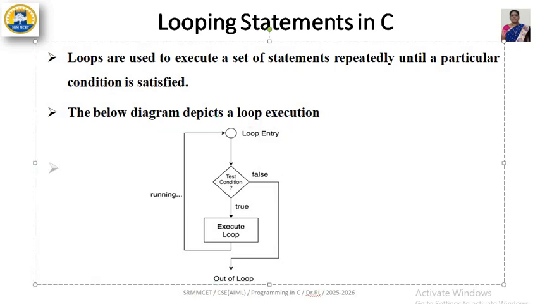So first, every loop starts with a loop entry. Then the test condition is checked. If the test condition is true, then the loop is executed. And if the test condition is false, then the execution breaks out of the loop. So after the loop is successfully executed, the execution again starts from the loop entry and again checks the test condition, and this keeps on repeating.